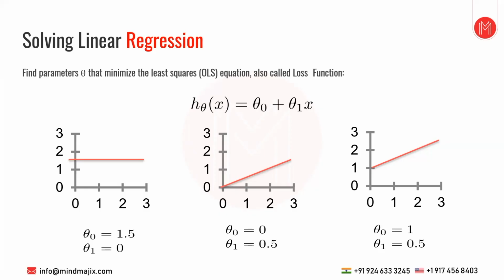But if we combine the parameters, theta 0 equal to 1.5 and theta 1 equal to 0.5, then we get the third diagram. If you look over here, you can get the idea of how it works. So that's how things work in solving linear regression.